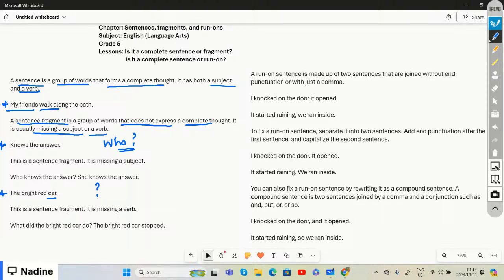So we need to say what the action is, and we need to show who or what is doing the action in order to express a complete thought, a completed sentence. If it's missing a subject or it's missing a verb, then it is not a completed sentence. It's not a complete thought. And yes, we call that a fragment.